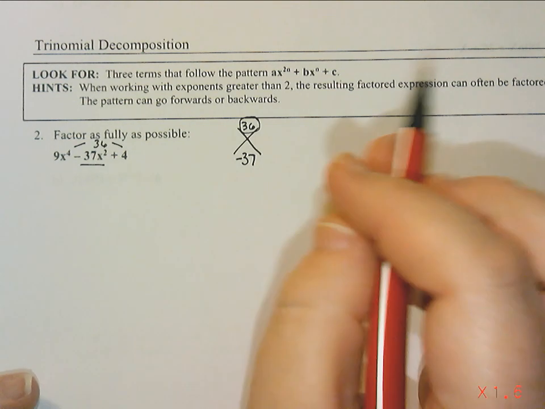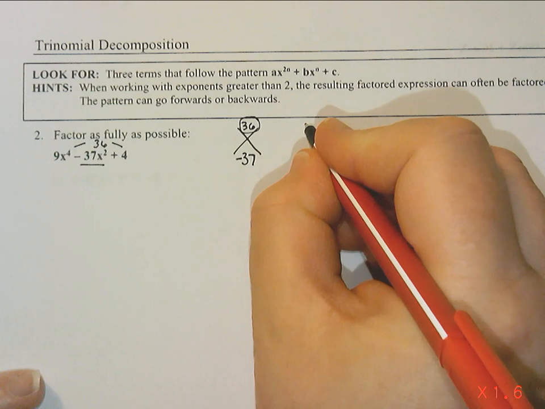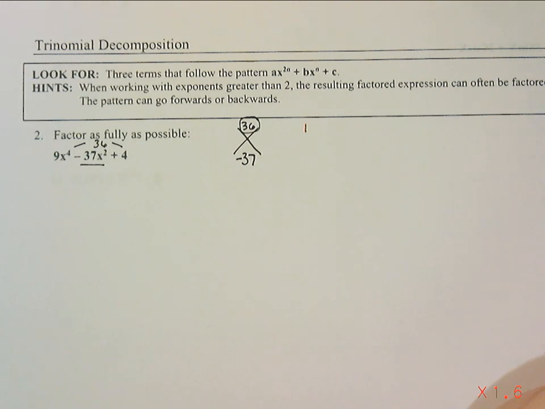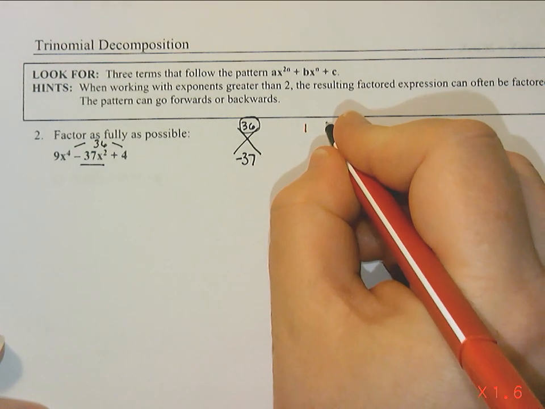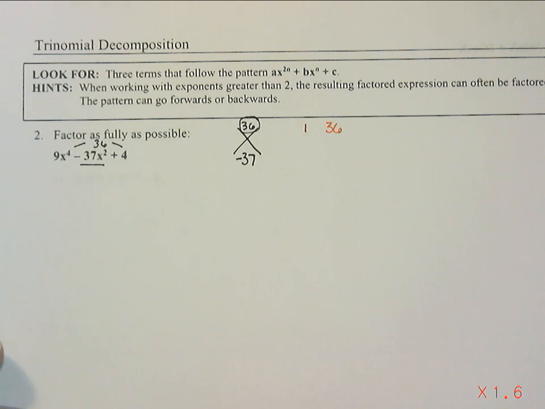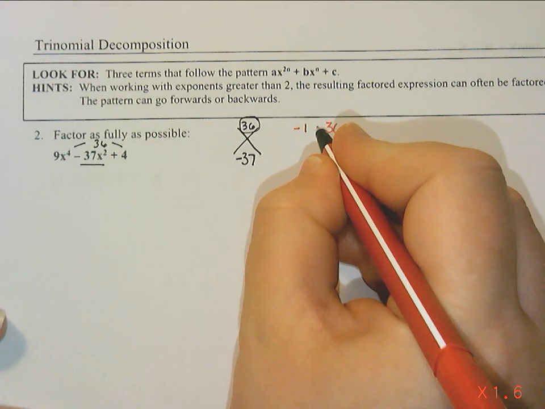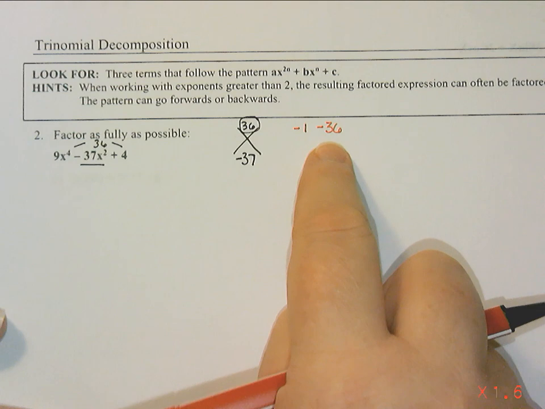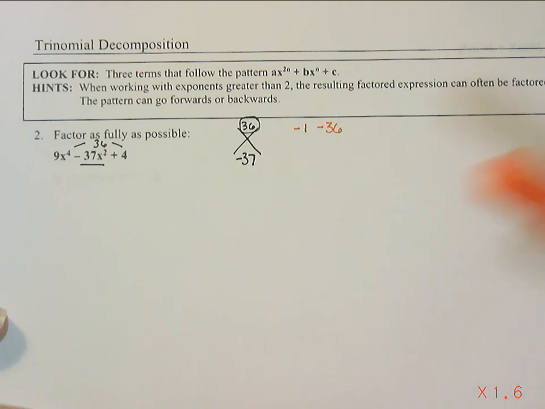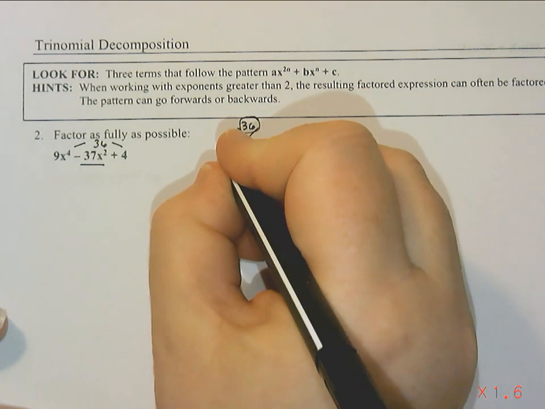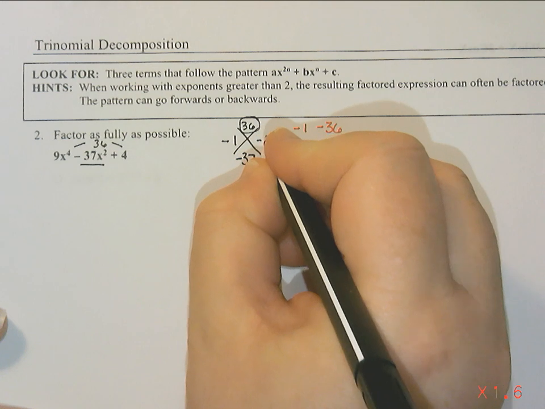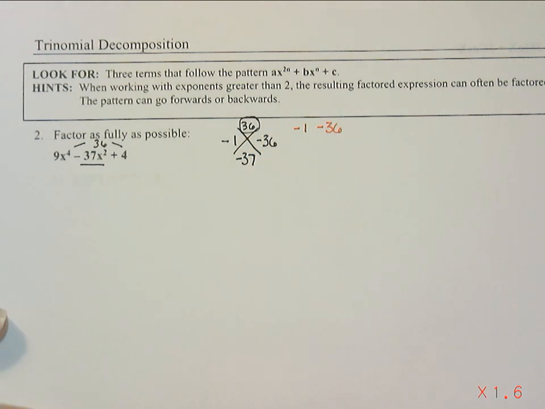I'm going to go through and start with 1. On your calculator, you could do 36 divided by 1, which is 36. Can I combine a 1 and a 36 to get negative 37? The answer actually is yes, I can. If I do negative 1 and negative 36, those add together to give me negative 37. So my 2 numbers are negative 1 and negative 36.